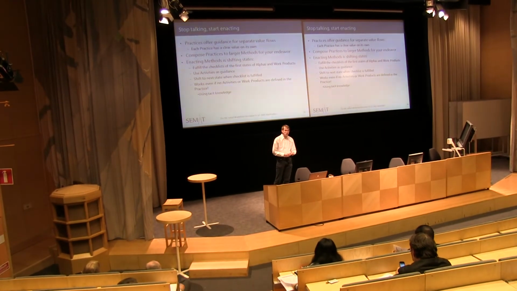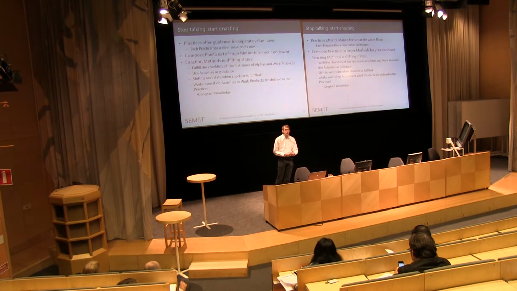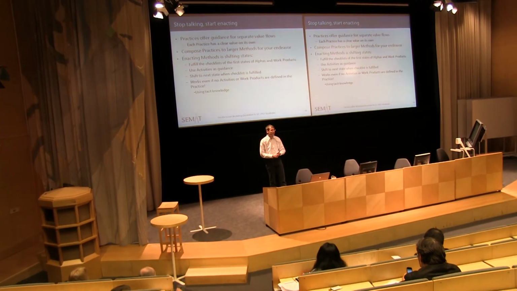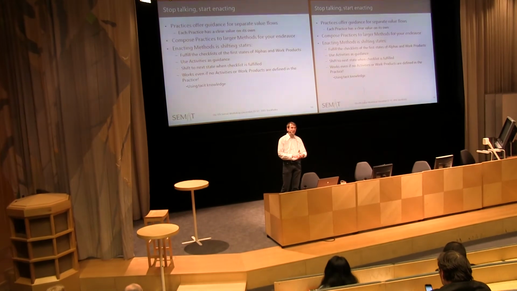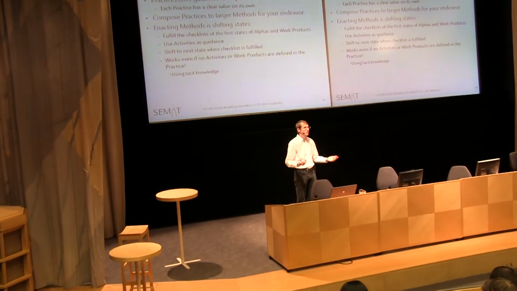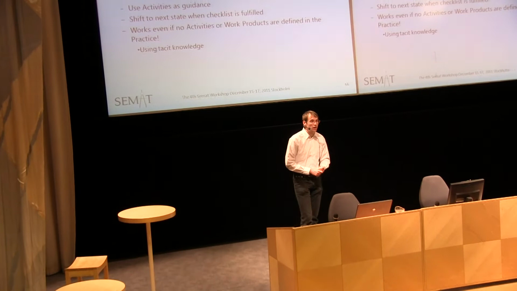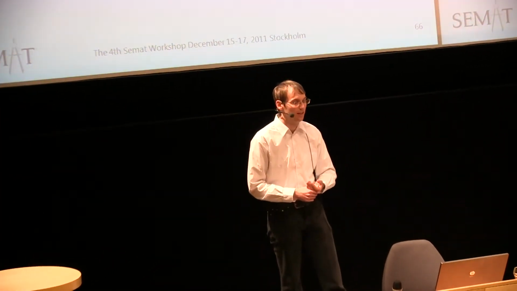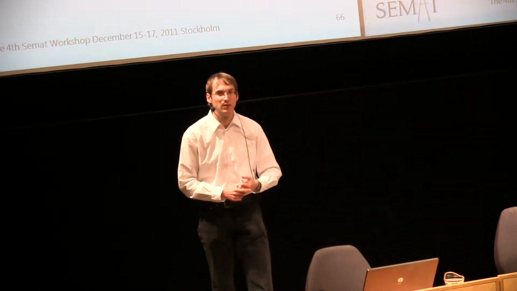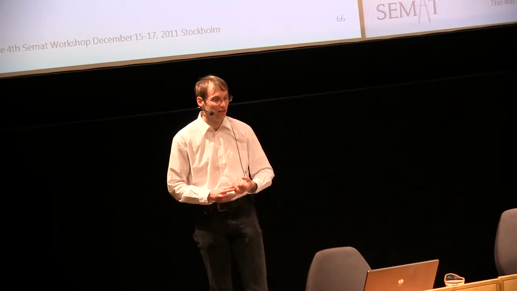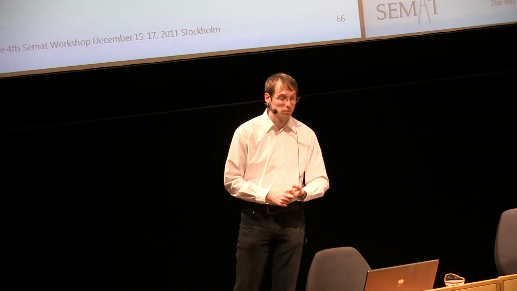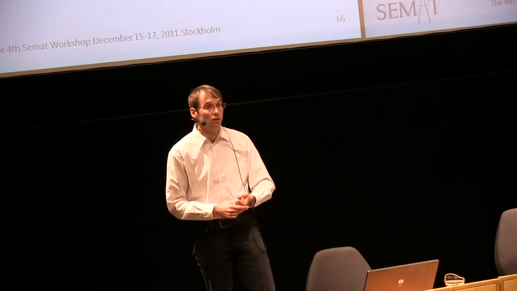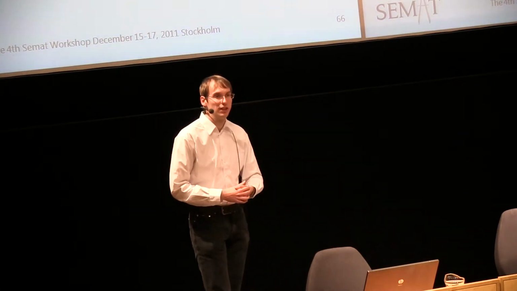That's why Ivar just said in his first talk that there are 100,000 methods. Of course there are. And you can compose some practices in this way or another. And then you get different methods. And enacting these methods, which are based on this language, well, it's always this funny shifting of states. You have seen the sliders on Ian's slide. Yes? You have checklists with the states of each alpha or work product, and you shift to the next state when a checklist is fulfilled.